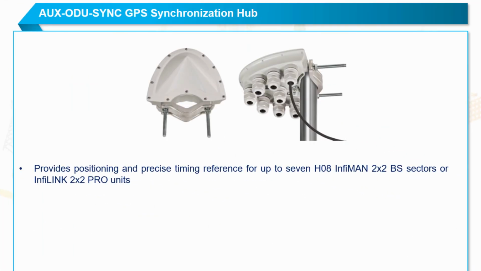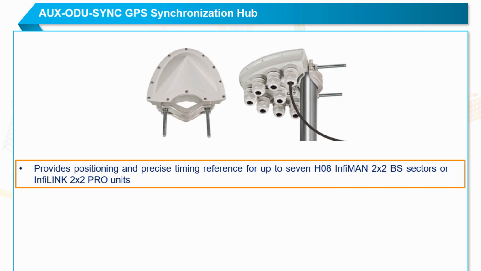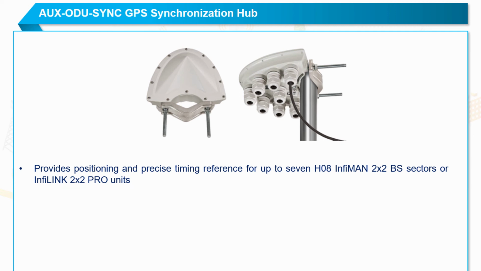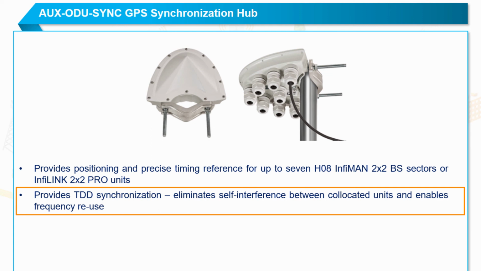For additional benefits, besides the ones offered by the TDMA-based firmware, like low jitter, predictable delay, multipath resilience, etc., we recommend using our external GPS synchronization hub, which has been designed to provide a timing reference for the InfiMAN 2x2 base station sectors and InfiLINK 2x2 Pro master units. In combination with InfiNet's proprietary TDMA-based wireless architecture, it provides TDD synchronization to our systems, thus eliminating self-interference between multiple collocated units and enabling frequency reuse within the same site.